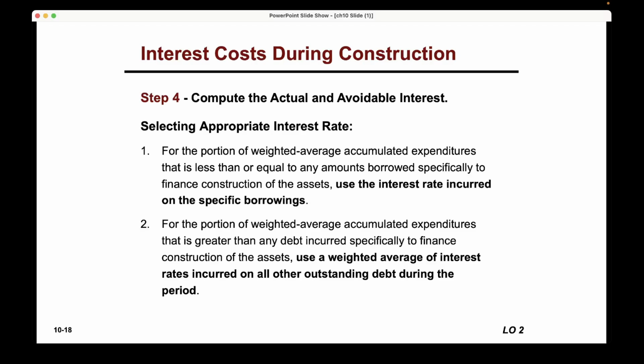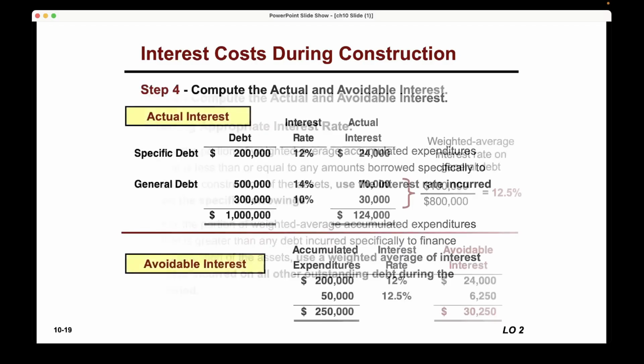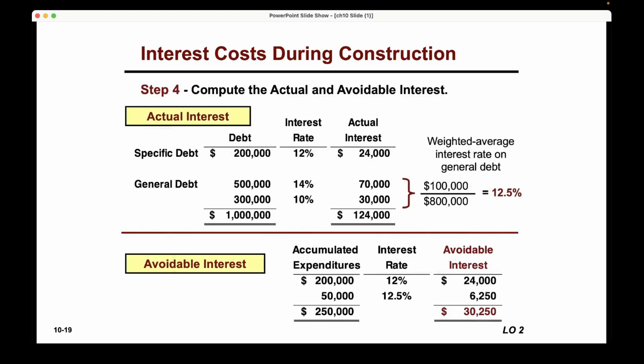Okay. However, if the weighted average expenditure is greater than any debt incurred specifically to finance the constructions of the assets, we will use the weighted average of interest rates incurred on all other outstanding debt during the period. Okay, to get a clear explanation on this, let's jump to our example.